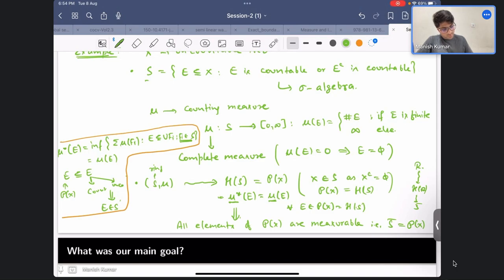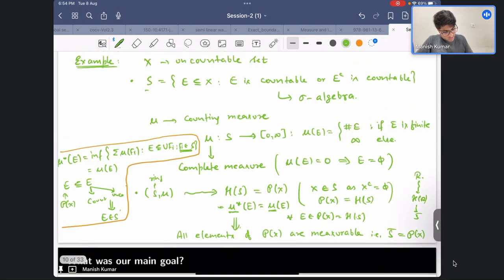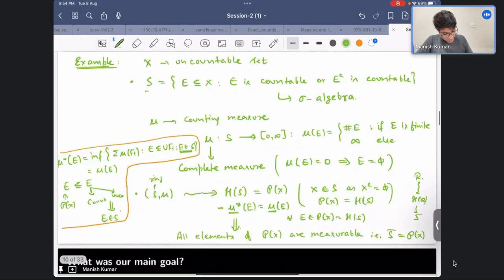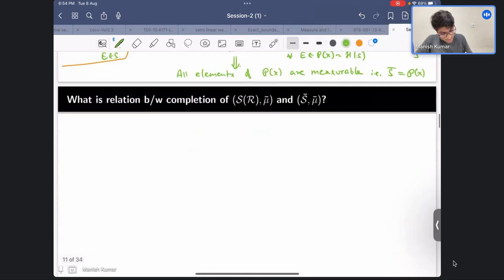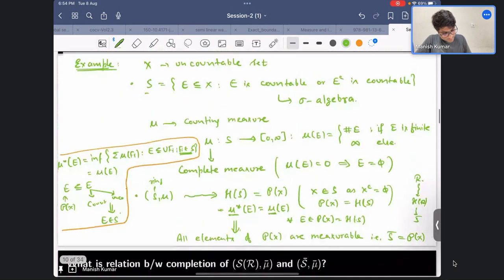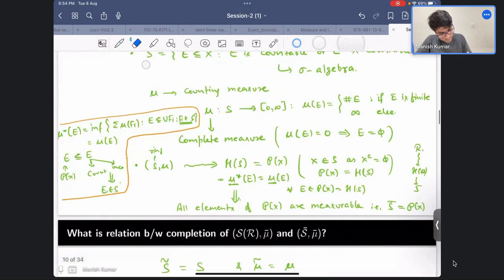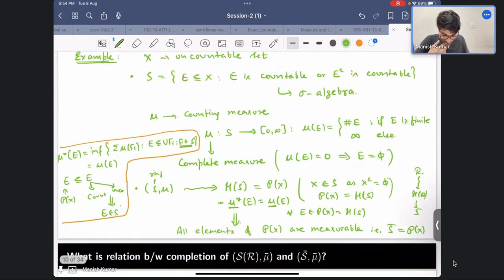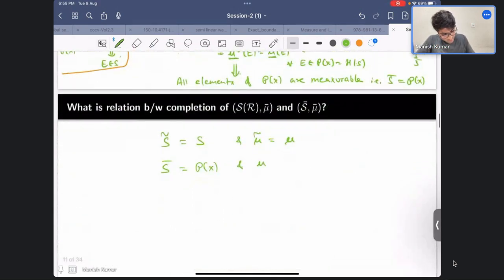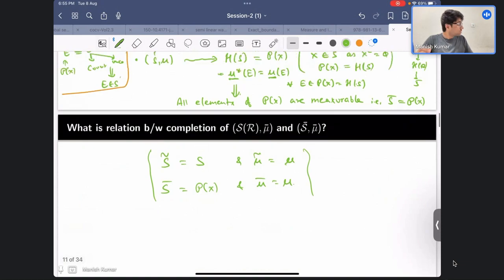So see here, this S tilde is a complete measure, so we cannot extend it further. Let me write in the next page maybe. So this S tilde is equal to S and mu tilde is equal to mu, but this S bar is equal to the power set of X. Okay, and this mu bar is equal to mu. Okay, so this is there.